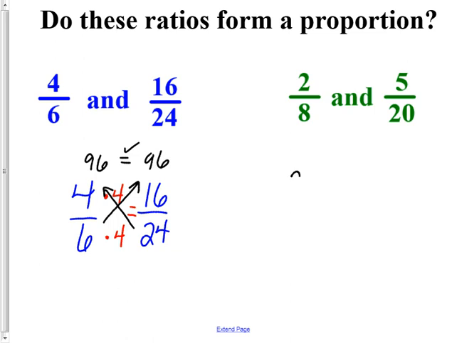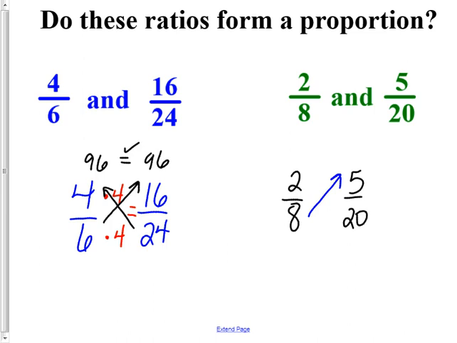The second one you might have looked at and said, no way, those aren't equal because I can't do 8 times anything and get 20. Well, yes and no. You can't do 8 times any whole number to get 20. So you might not use that method of just seeing, can I multiply both 2 and 8 by a common factor to get a ratio of 5 to 20. In this case, your cross products method is going to be an easier method to use.